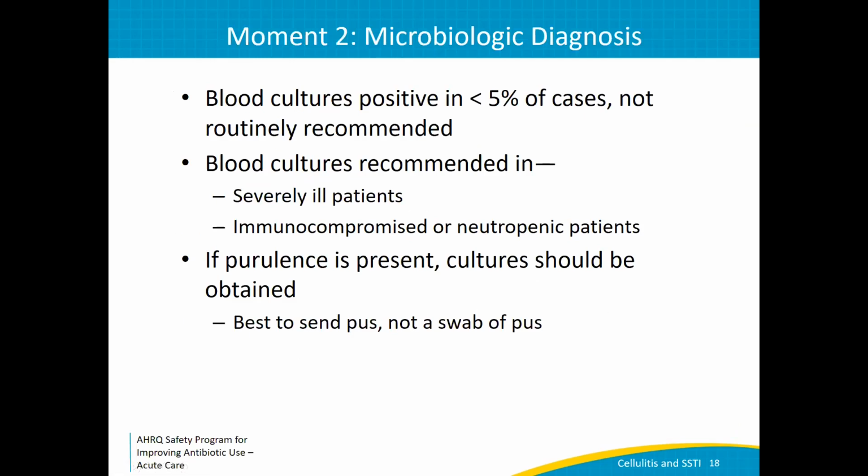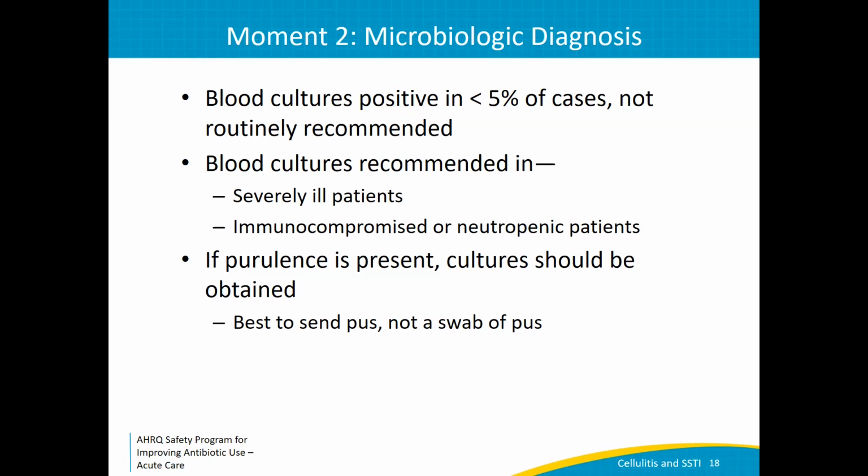So in the majority of cases of cellulitis, blood cultures will be negative. They're positive less than 5% of the time. And so we don't typically include them as part of our routine diagnostic process. However, if you have a patient who is very severely ill, or who is immunocompromised in some way, maybe they have a cancer that they're getting treated for, maybe they have some sort of organ transplant, then these are conditions who are more likely to actually have bacteremia associated with cellulitis.